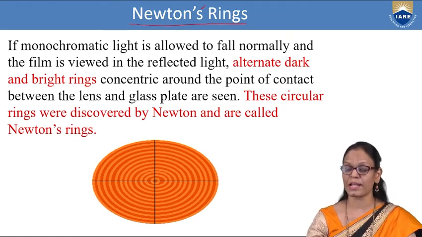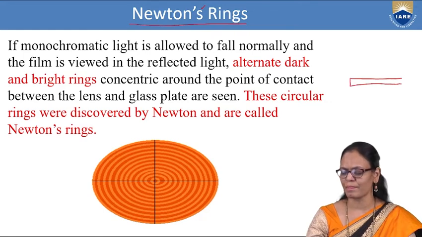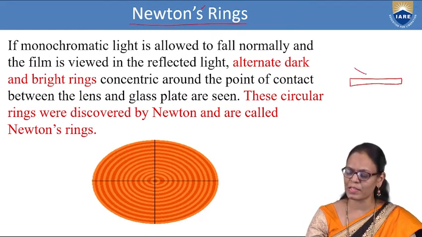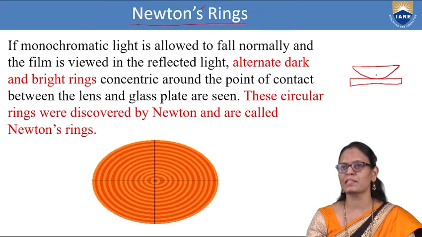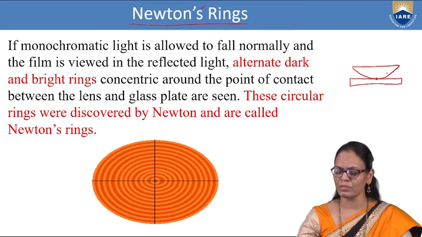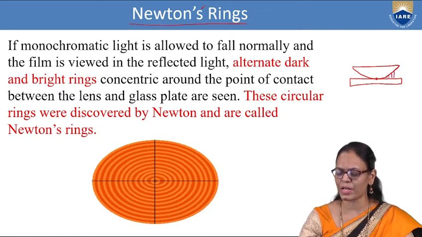So let me just explain you the setup. Suppose you take a plain glass plate and on this we place a plano-convex lens, which will just touch at that point. This is a plano-convex lens, means one side is plane and the other side is convex. So this is the point of contact. Now there is an air film that is trapped in between the lens and the glass plate.